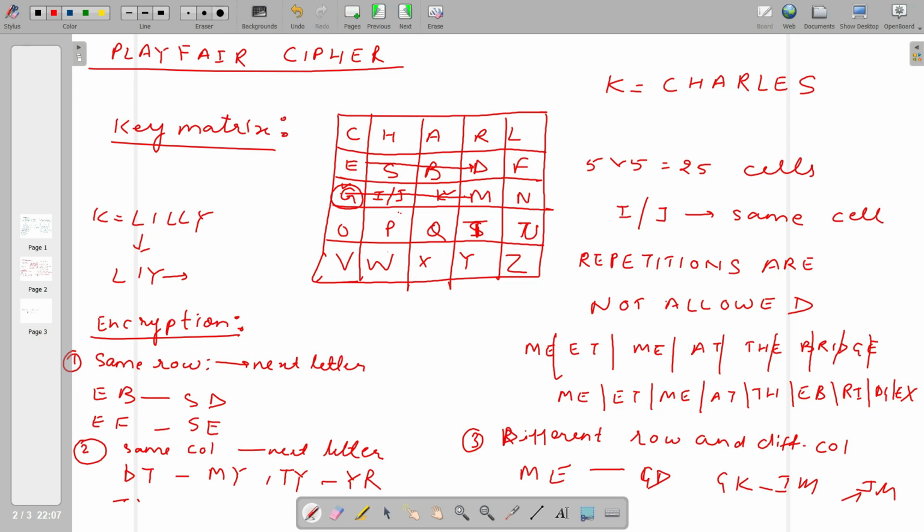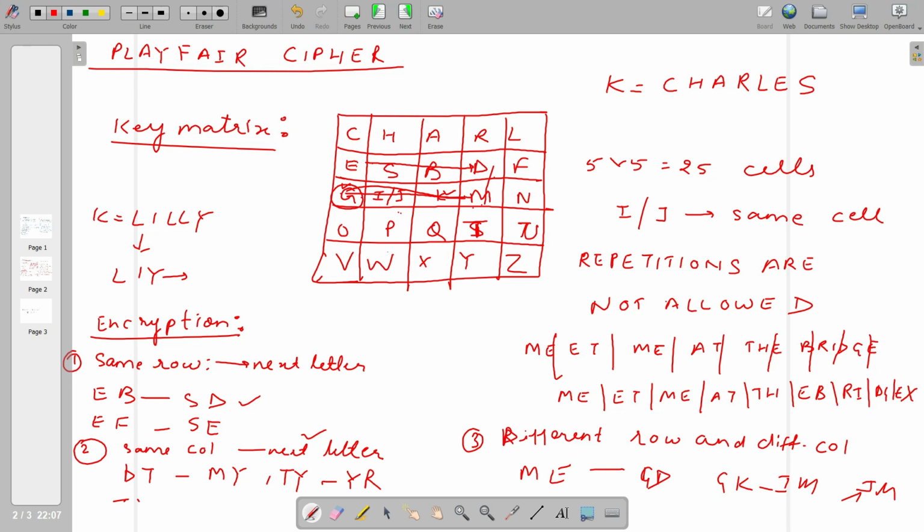So this is how we are going to do the encryption. Again I am repeating: if they are in the same row, take the next letter, like E and B. If they are in the same column, then the next letter. If different row and different column, like E and M, we use the intersection. So E is going to intersect this row of M at G, so M will be replaced with G, and M is going to intersect this column of E at D. So E will be replaced with D.